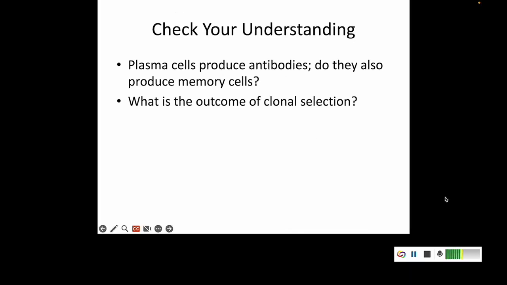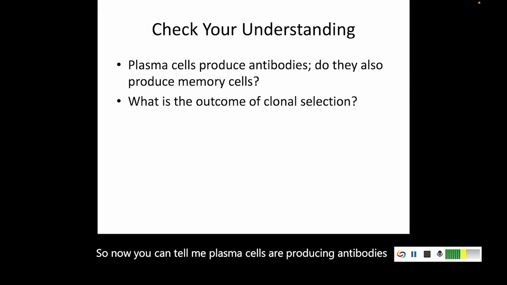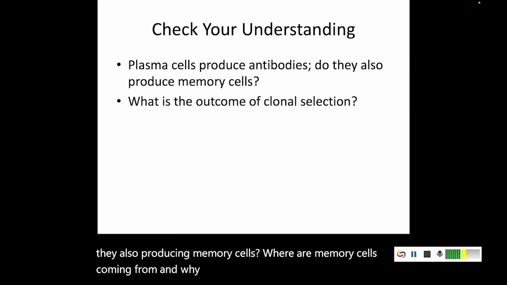Okay, so now you can tell me, plasma cells are producing antibodies. Are they also producing memory cells? Where are memory cells coming from? And what is the outcome of clonal selection?